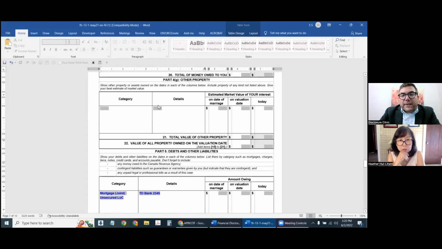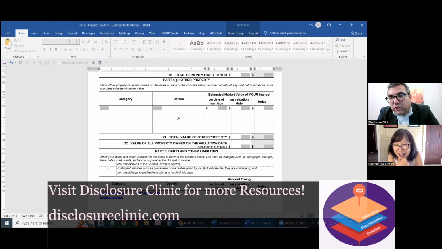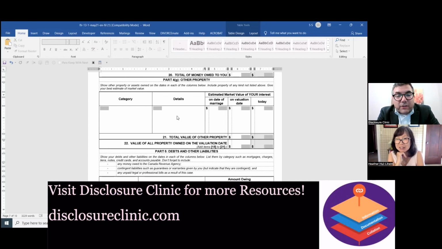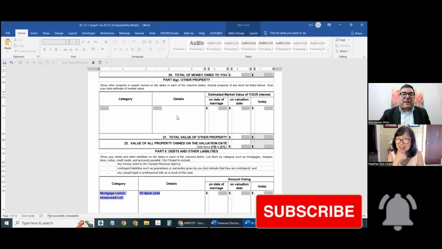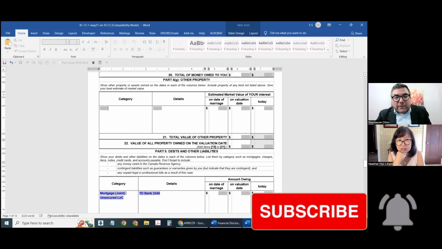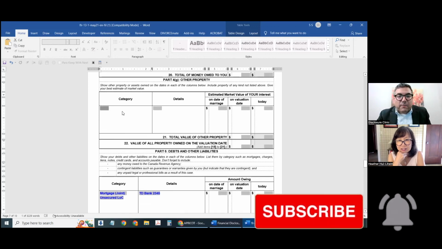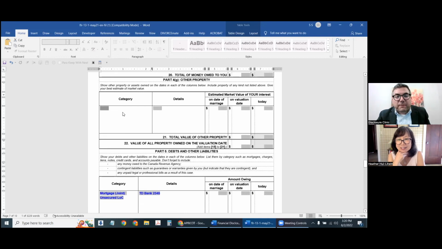Under other property, there was a moment in time when credit card points were all the rage, and they do technically have value. Whether or not they have substantial enough value to put on this form is really a good question. But I look at my clients' credit card statements, and I look at their points. And if you recall from earlier in the video, I said that I had a client who had racing pigeons. And we put that right there.